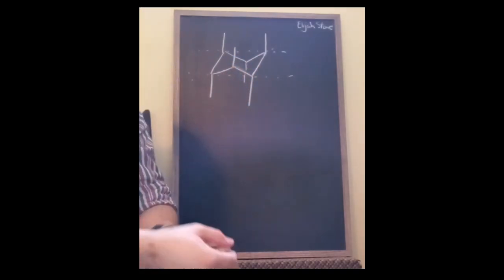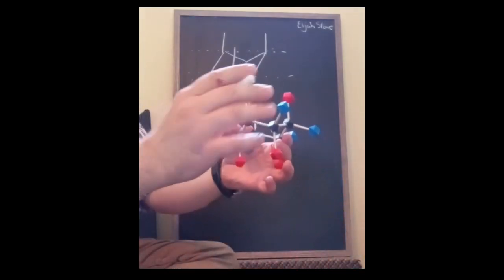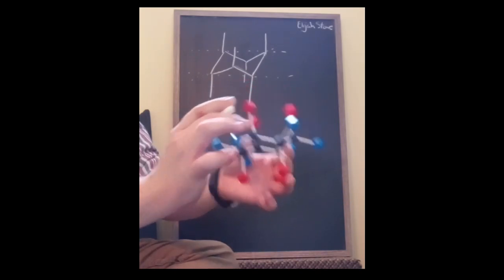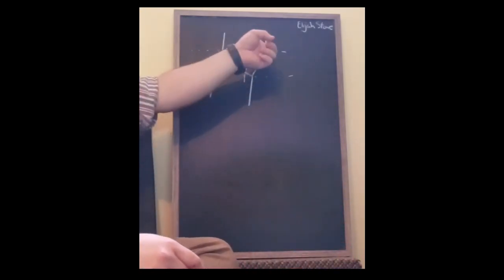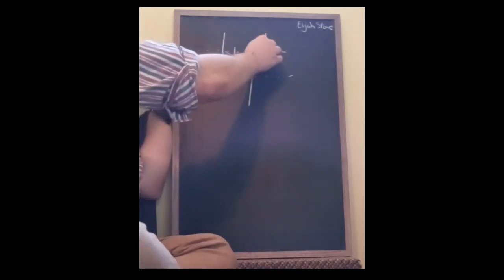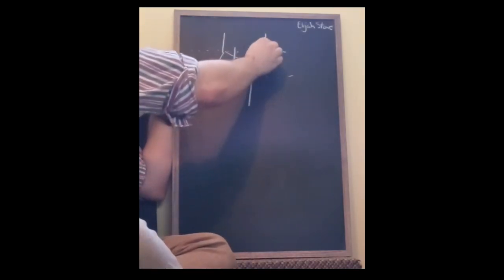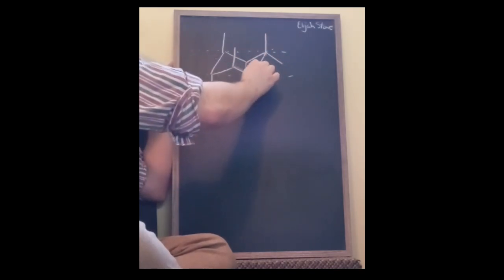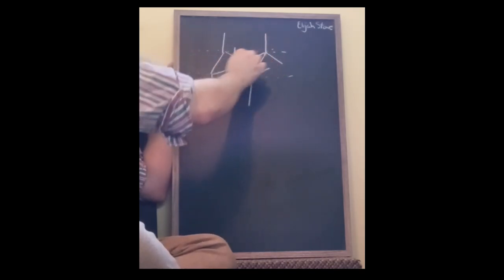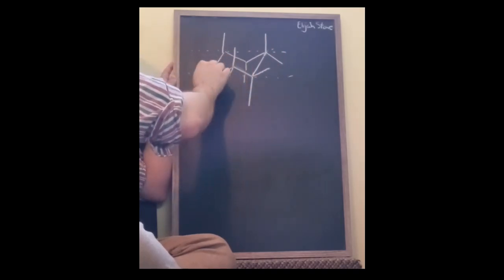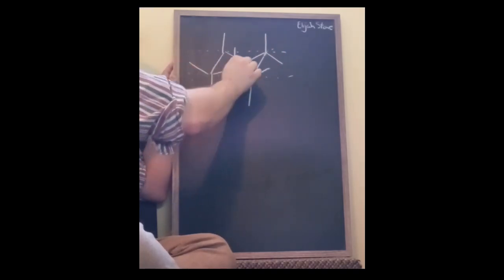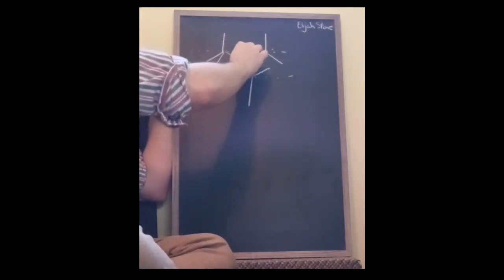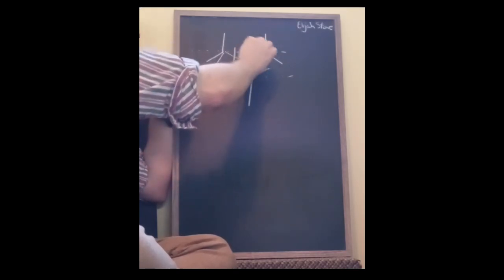Then the equatorial bonds will all be parallel to a carbon-carbon bond, one bond away. So if we're going to draw an equatorial bond here, this is going to be parallel to this bond here. Here is parallel to this bond. Here is parallel to this bond. Here is parallel to this bond, and that one. Here is parallel to this bond. Here is parallel to this bond.